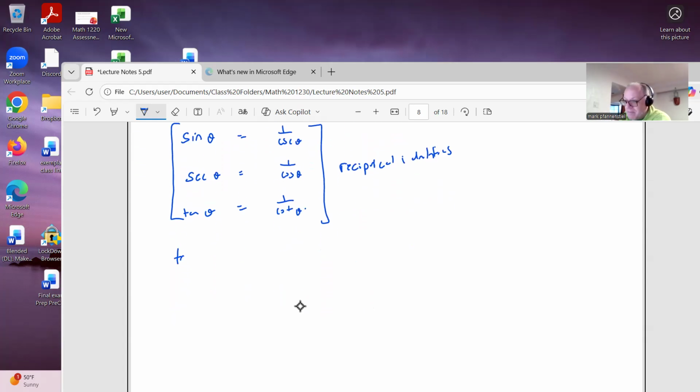The other one, remember that tangent of theta was equal to sine theta over cosine of theta, and that cotangent is equal to cosine of theta over the sine of theta. These are both called your quotient identities. Okay, and again, nobody will ever care if you know the names of these things past the section where they will actually ask you to know the name of it.